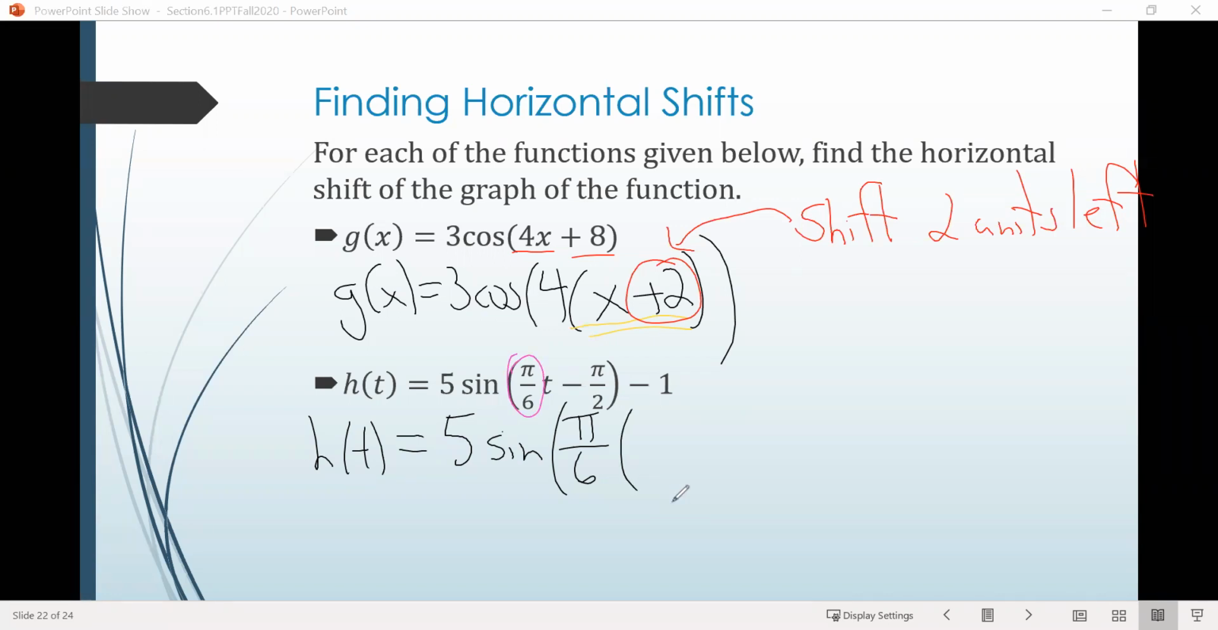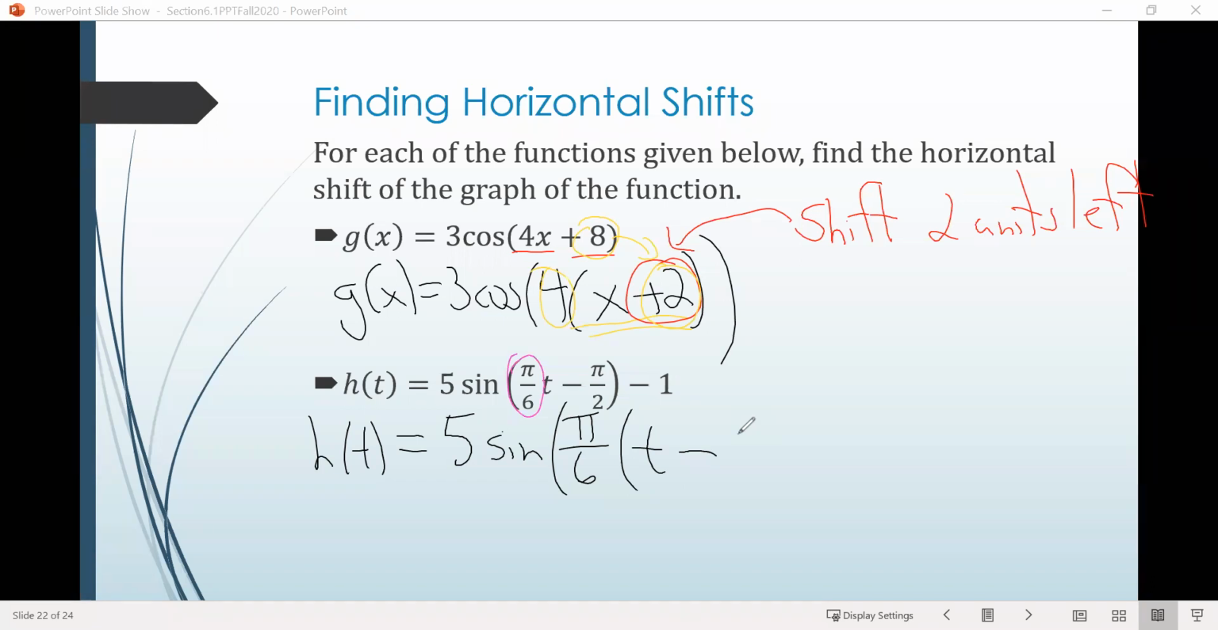We take pi over 6 out of the first term, and we'll just have t left. Minus, and then we have to take the pi over 6 out of the pi over 2. How will we do that? Notice in the top one, when we factored out 4, we were left with 2. How did we go from 8 to 2 using the 4? The answer is that we divided. When you factor, it's like dividing.